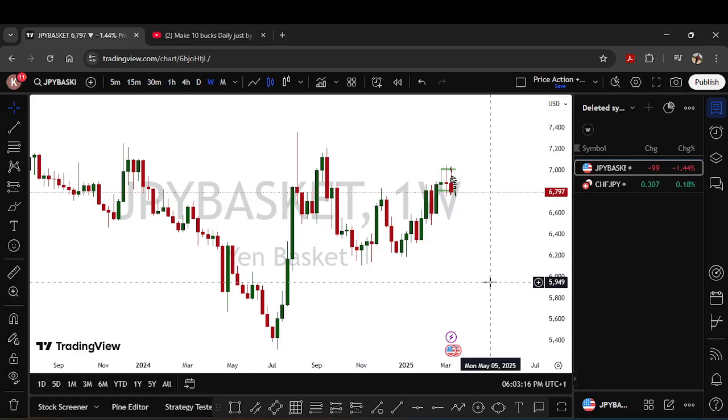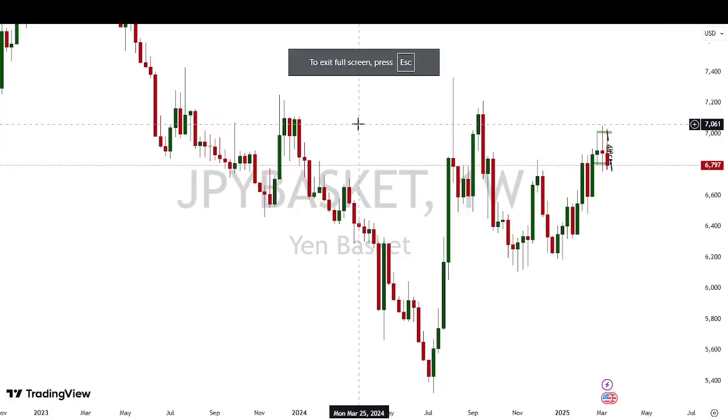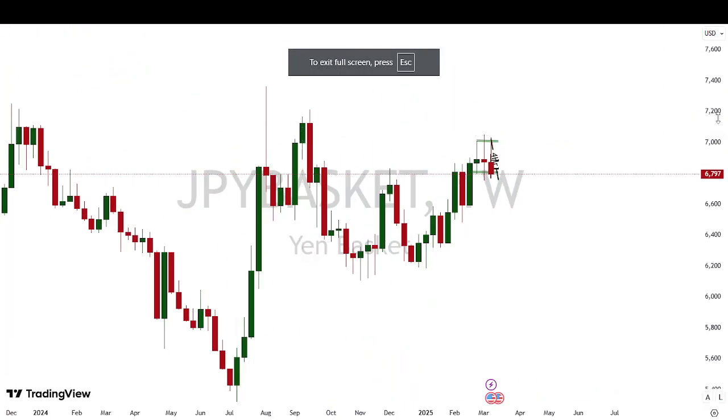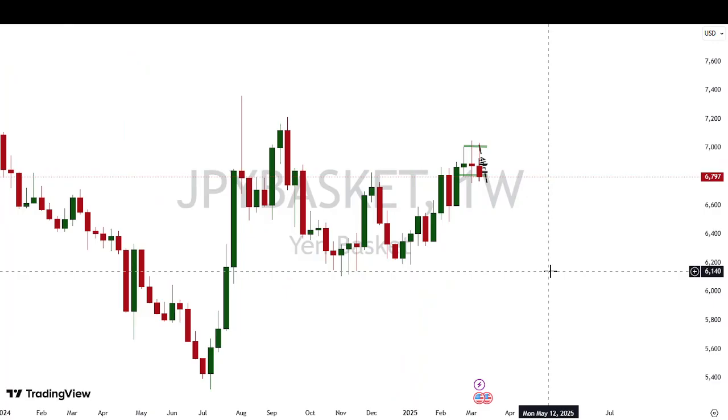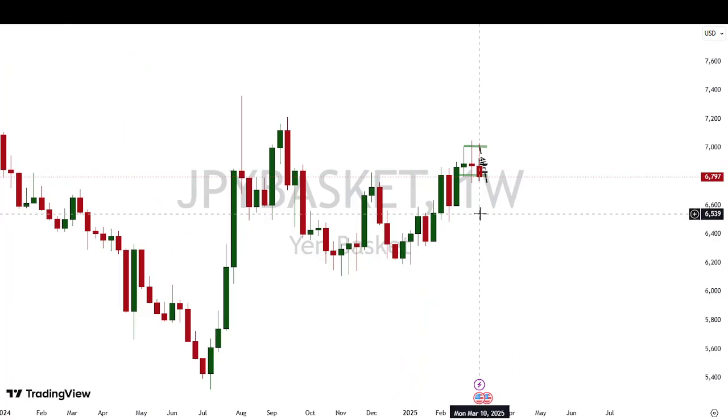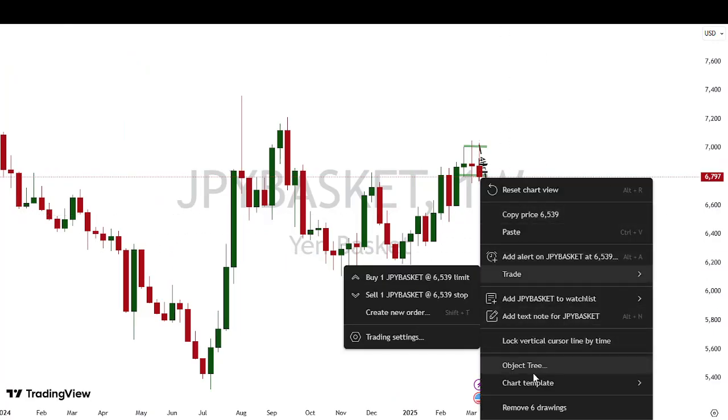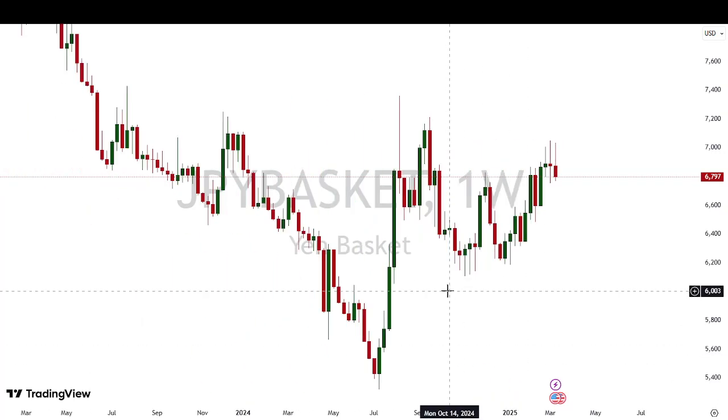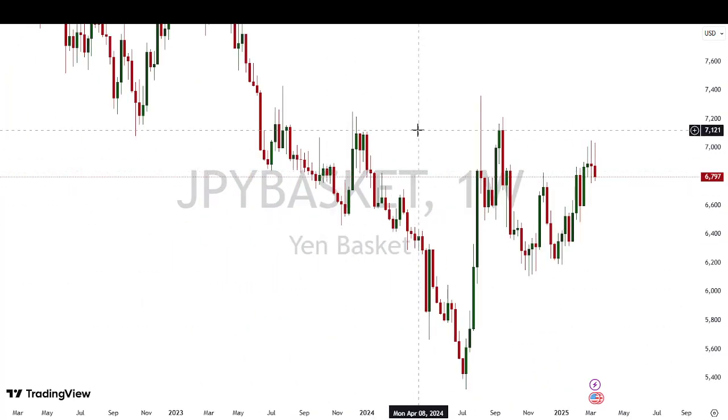So yeah, let's get into the video quickly. This is the yen index, if you guys don't know about it. Let me make my screen a little bit larger, and let me just get rid of some things. Let me remove every drawing that's here. Yeah, I see it's a very neat chart now.